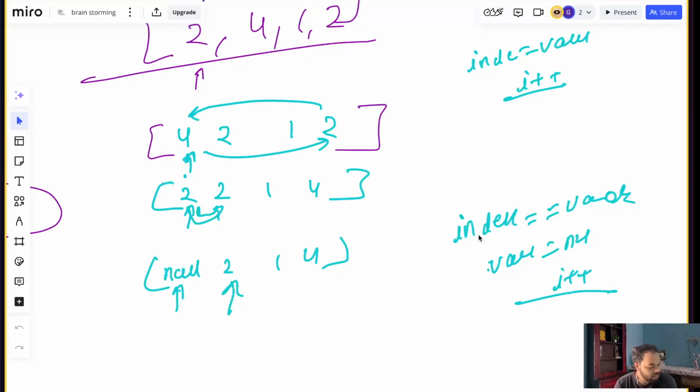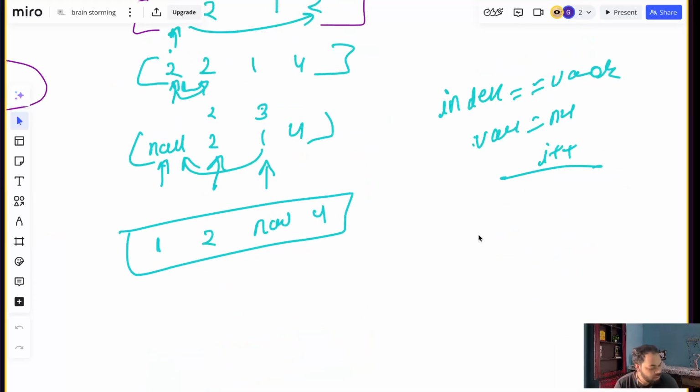Now you will say, okay, it is at its correct index, 2 2. So I'll move ahead, and then you will say the index is 3, value is 1, not matching, so I'll replace it. So 1 will go here. So 1 2 null and 4. Now again this is null, move ahead. This is 4 and it's in its correct state, and then move ahead, and now it is sorted.